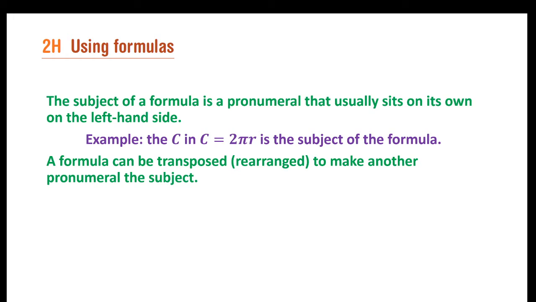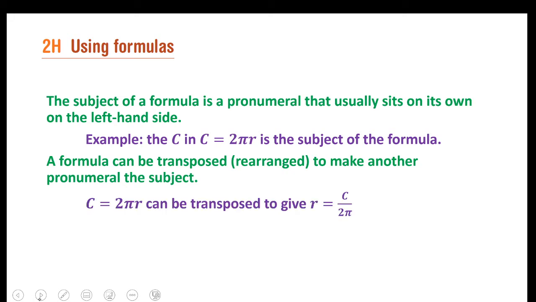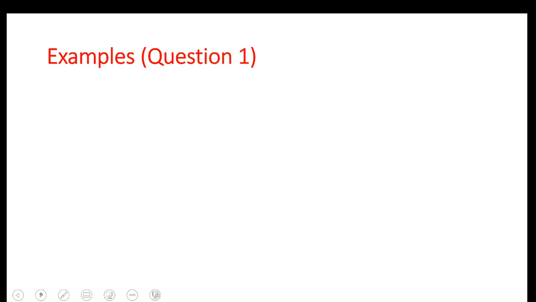So looking at the example above, we can rearrange it for r, moving everything else to the other side of the equation. C is equal to 2 pi r can be transposed to give r is equal to C over 2 pi. And that's what we're going to be doing: learning how to do stuff like that.